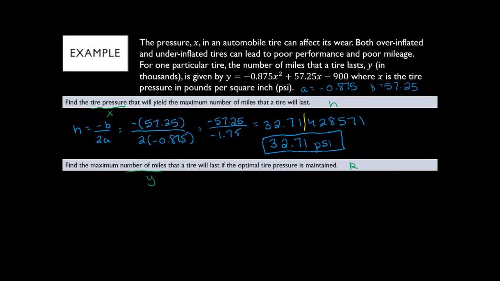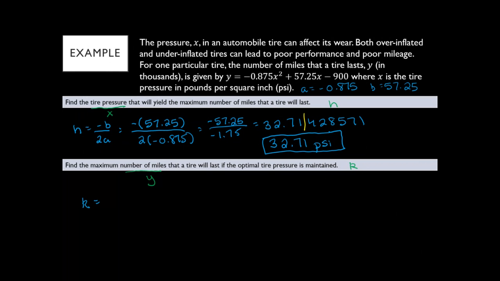So that gave us the tire pressure that gives the maximum number of miles. The second part says to find the actual maximum number of miles if you have that tire pressure and you maintain it the whole time. In a perfect world, you can't actually maintain that the whole time, but if you were, what would be the maximum miles?